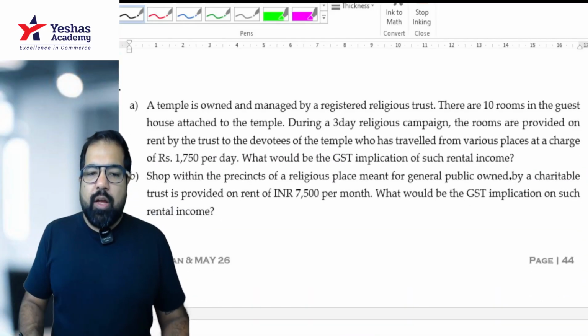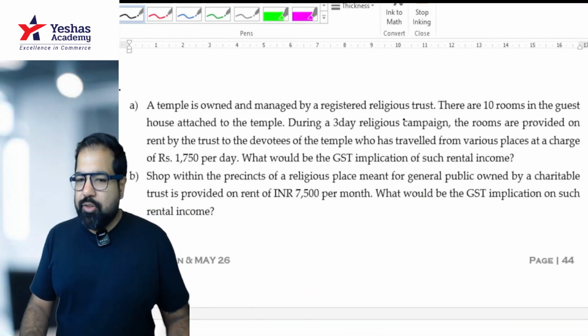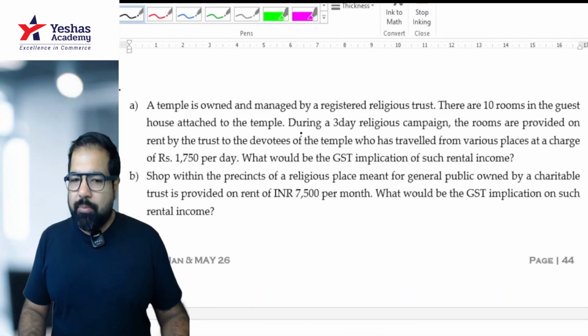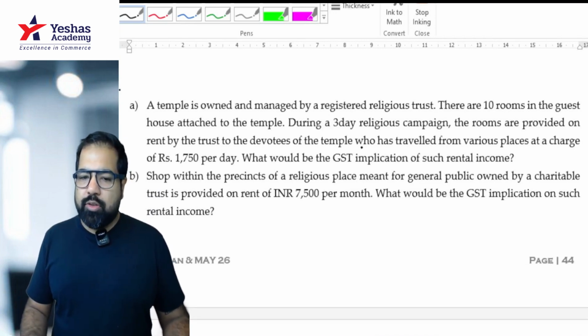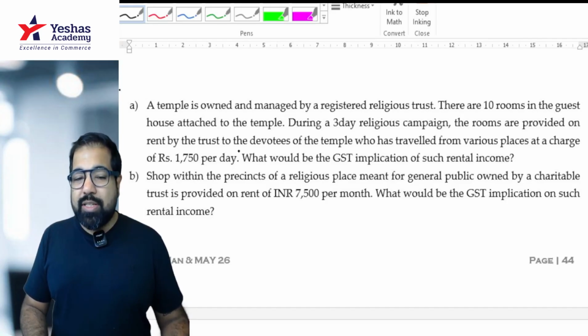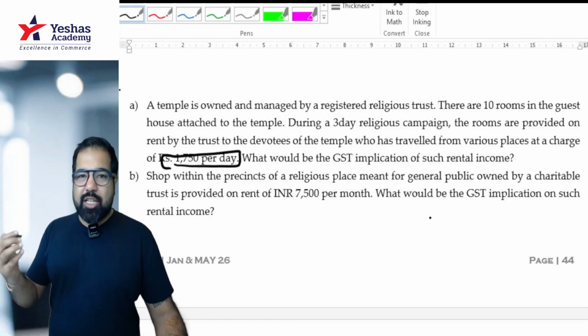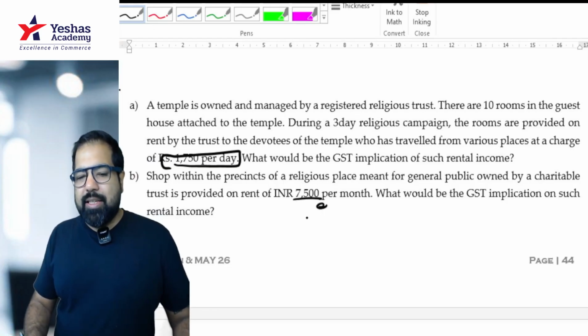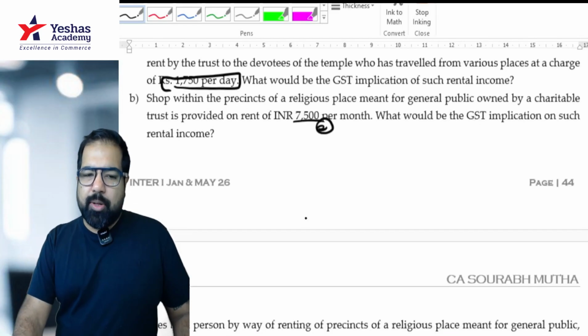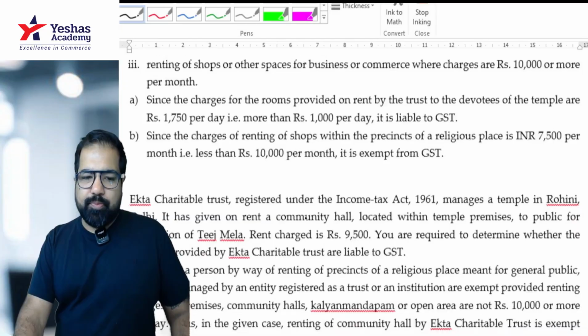We move ahead. A temple is owned and managed by a registered trust. There are 10 rooms in the guest house attached to the temple. During a 3-day religious campaign, the rooms were provided on rent by the trust to the devotees of the temple who had travelled from various religious places at a price of 1,750. This is expensive. There will be GST. It has to be less than 1,000. Shop for 7,500 per month, yeah, this is exempt. So if you cross that limit, there is a particular limit. Above that, it will become taxable.